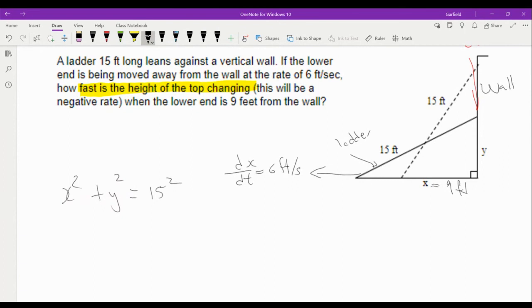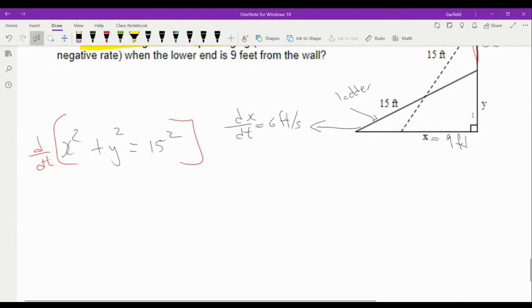Okay. They gave us x is equal to 9. But we're trying to find dy by dt. So once again, we know we're going to take the derivative with respect to time. So what's the derivative of this function? What's the derivative of x squared with respect to t, what would that be? Two x dx by dt, right, Myrta?